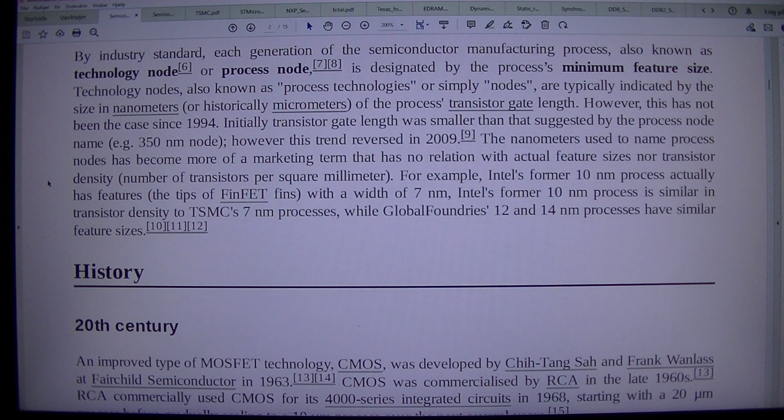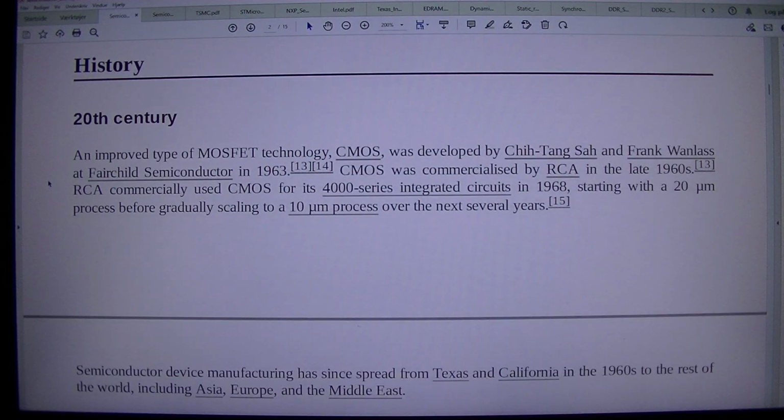10, 11, 12. History. 20th century. An improved type of MOSFET technology, CMOS, was developed by Chih-Tang Sah and Frank Wanlass at Fairchild Semiconductor in 1963. 13, 14. CMOS was commercialized by RCA in the late 1960s. 13. RCA commercially used CMOS for its 4000 series integrated circuits in 1968, starting with a 20 μm process before gradually scaling to a 10 μm process over the next several years. 15.